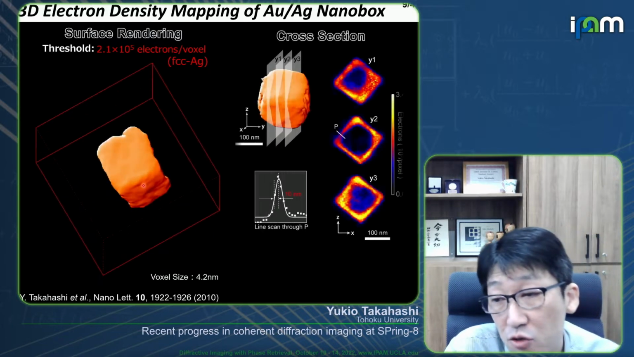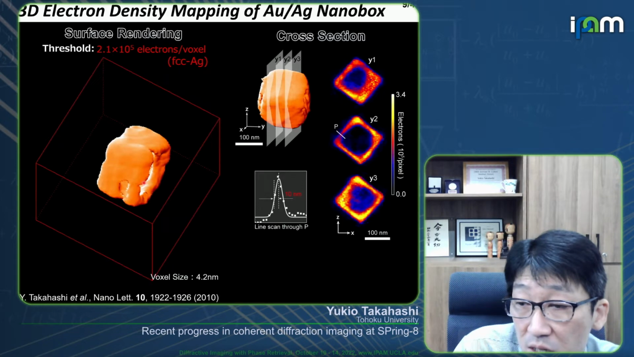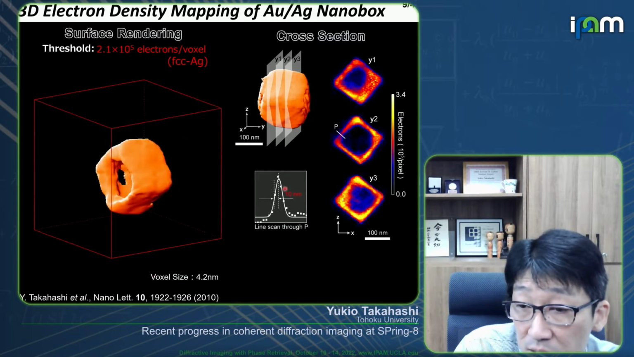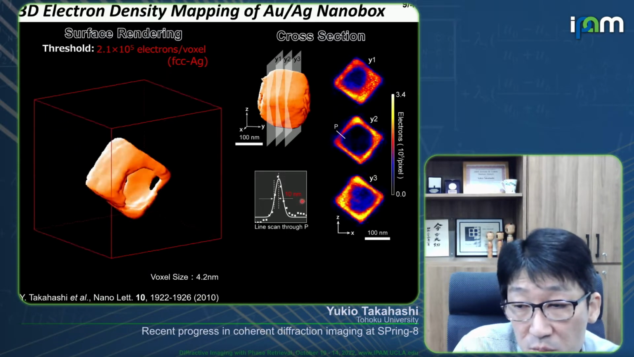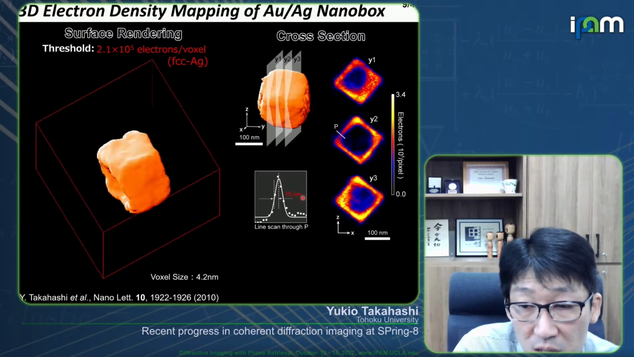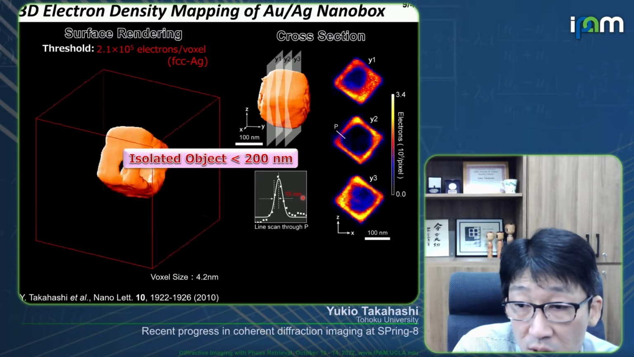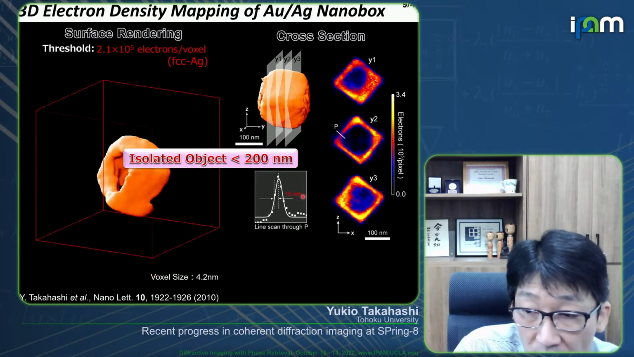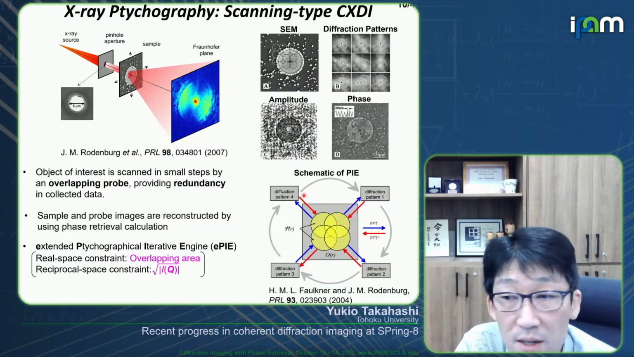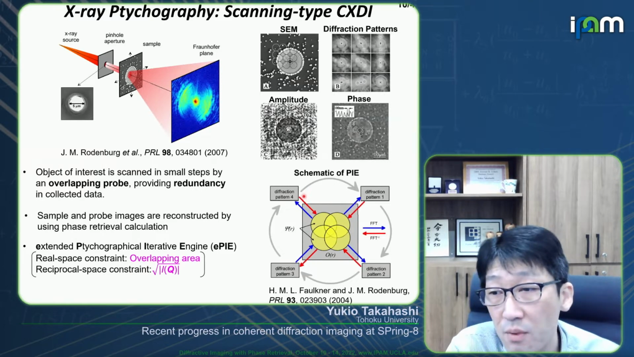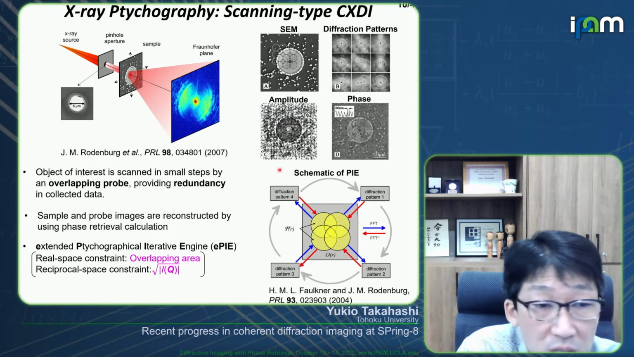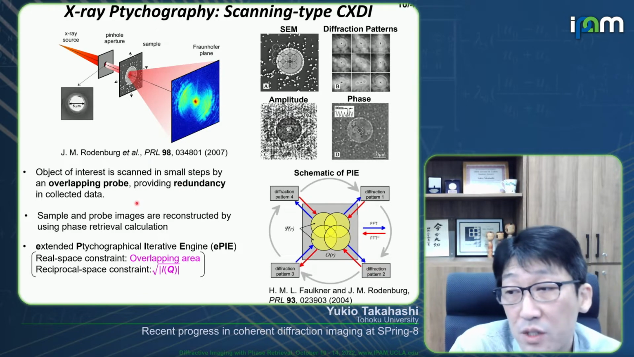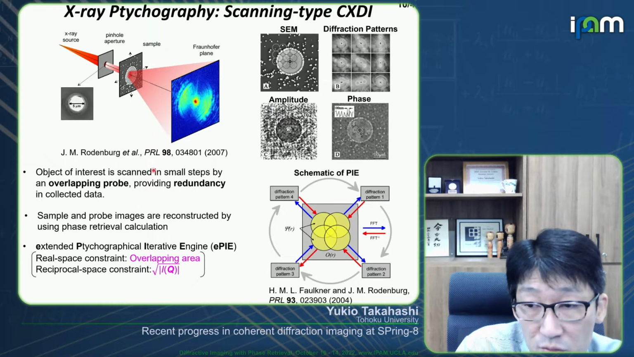These are the cross-section images of the 3D images. The resolution is better than 10 nanometers, so that's a high resolution. Here we should note that this imaging technique has one limitation: the sample is limited to an isolated object less than 200 nanometers. X-ray ptychography, the scanning type of CXDI, is a breakthrough overcoming this limitation, which can observe an extended object. It was first demonstrated by John Rodenburg's group in 2007.